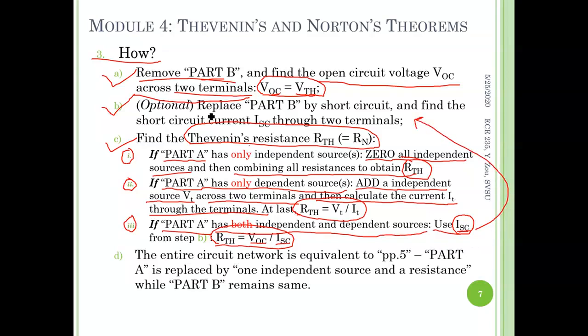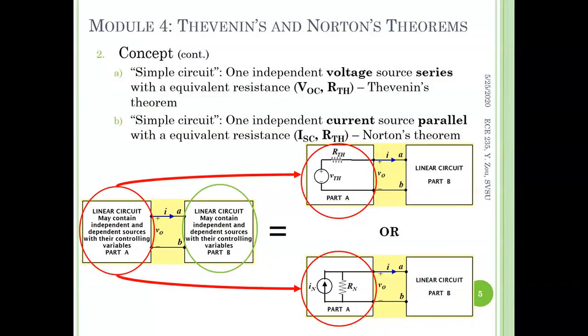So step B is replace part B by a short circuit. Here, be careful. To find the Thevenin independent voltage source voltage, we need to open part B. To find the short circuit current, we need to short part B. So now we got VTH and RTH. And then the last step, D, is the entire circuit network is eventually equivalent to as described in page 5. Part A is replaced by one independent source and resistance. Part B remains same.